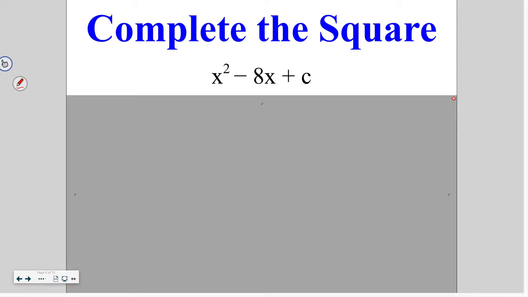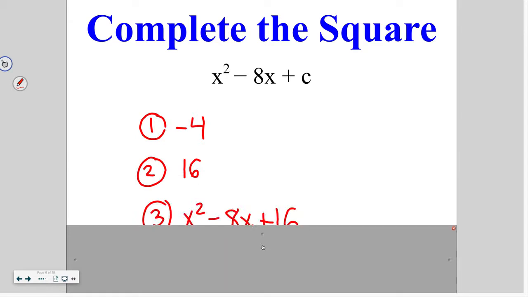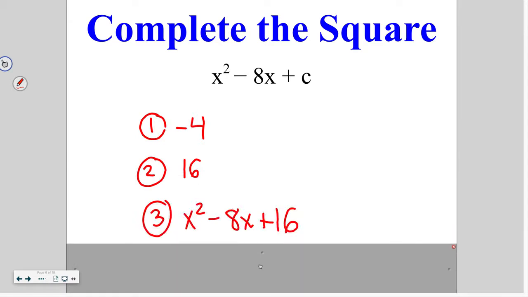Go ahead and try this one on your own. Our answer here, -4 for halving it. Squaring it is 16, so that completing the square part is x squared minus 8x plus 16.